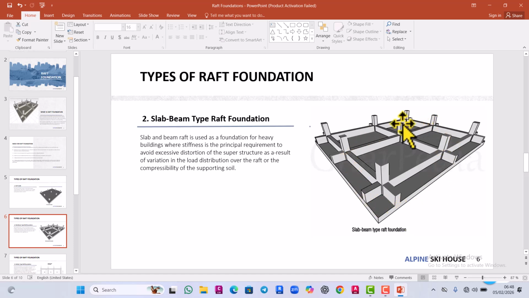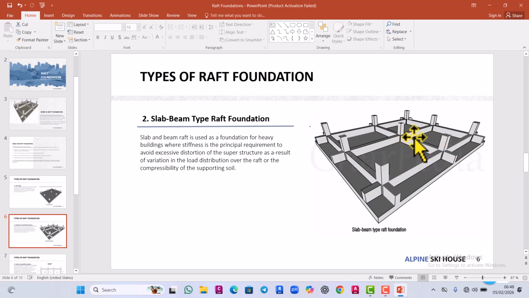So once you have taken care of the punching shear, you no longer need to increase the thickness of the slab anymore, because what the slab will now serve is to withstand the earth pressure. It's no longer to withstand earth pressure and the punching shear. So once you introduce your beam, it will eliminate the punching shear, thereby making this more economical than the flat slab.